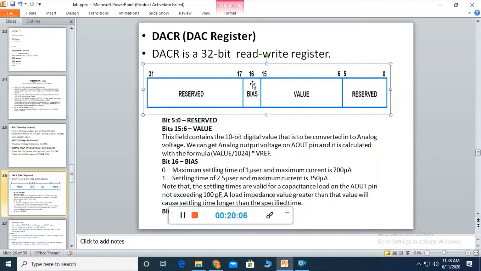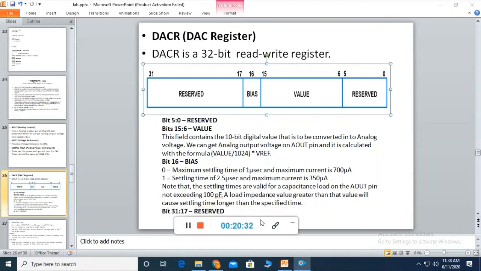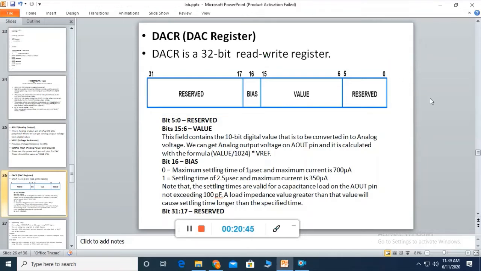And this is a bias bit. There are two ways of biasing this. If you set it to 0, it has a settling time of 1 millisecond and a maximum current of 700 microamps. And if you set it to 1, it has a settling time of 2.5 microseconds and 350 microamps. You could go with the desired biasing here, and again this part is reserved. So here the 10 bits are of our importance, they are used to give the digital input.